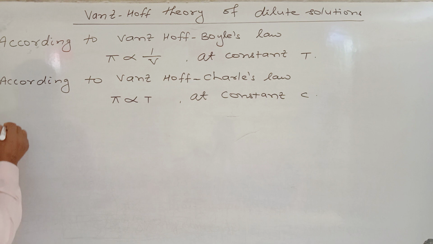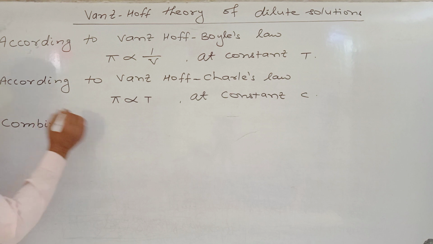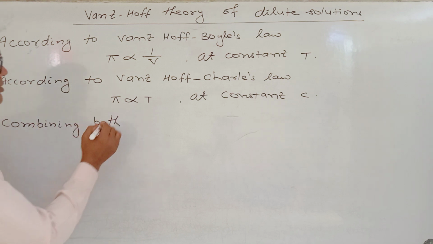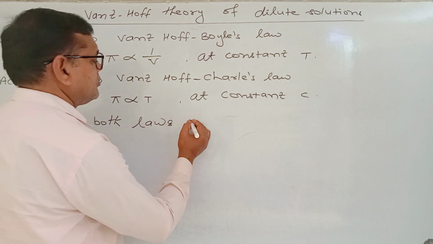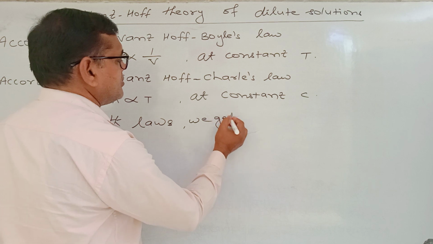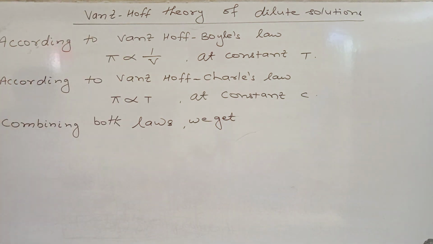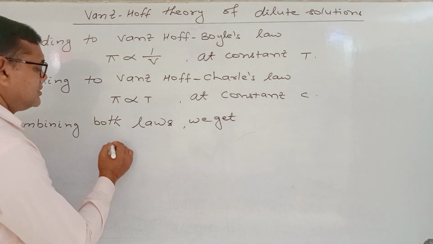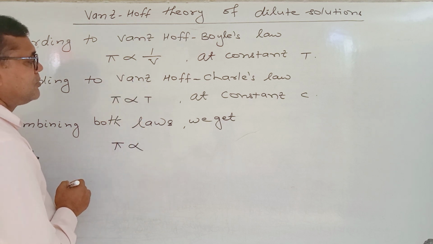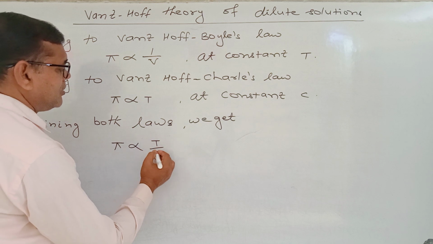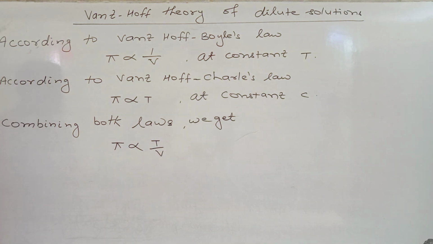Now we write, combining both laws we get pi directly proportional to T upon V. It is a combined form of two laws.